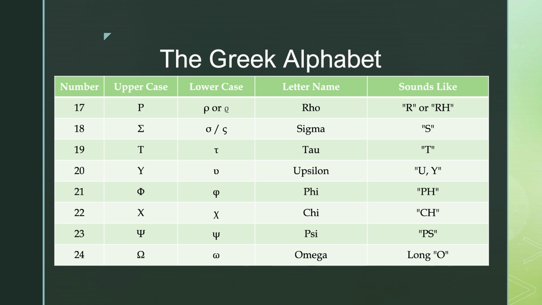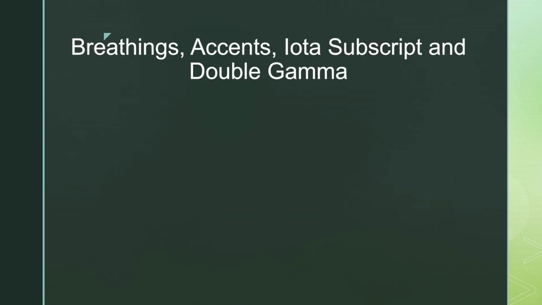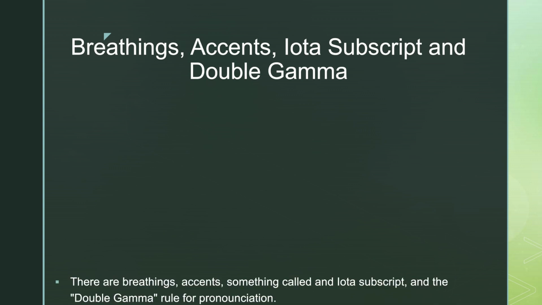And can I just note that the real hard thing about the Greek alphabet is that letters look like another letter, because you've studied the English alphabet and you think they are confusing. So let's talk about breathings, accents, the iota subscript, and double gammas.